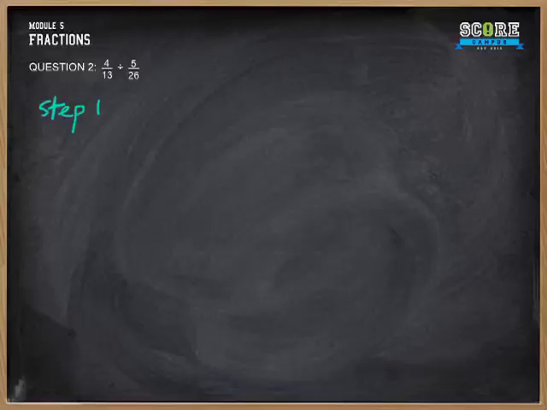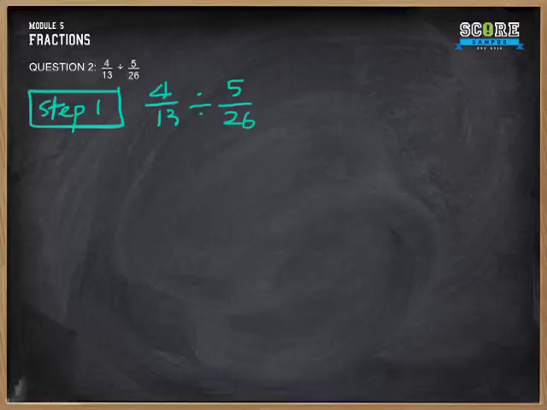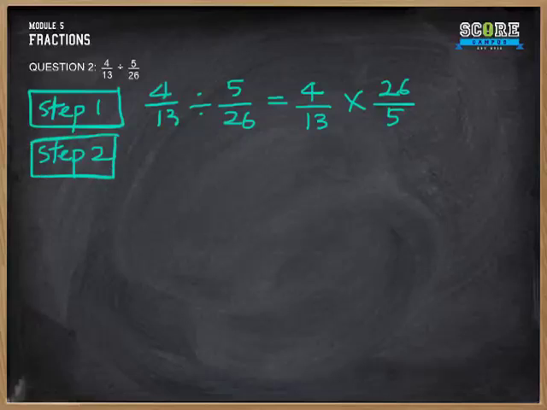4 over 13 divided by 5 over 26 equals 4 over 13 remains, because you have decided to flip 5 over 26, multiplied by 26 over 5. So when you cross multiply and simplify the answer, what do you get? That is step 2, okay? So write it down as a different step completely, once again, to reduce or eliminate errors.